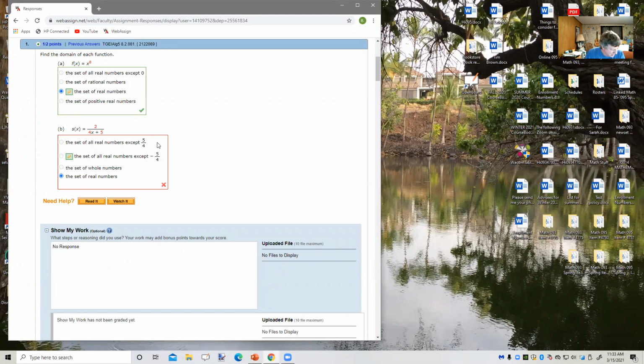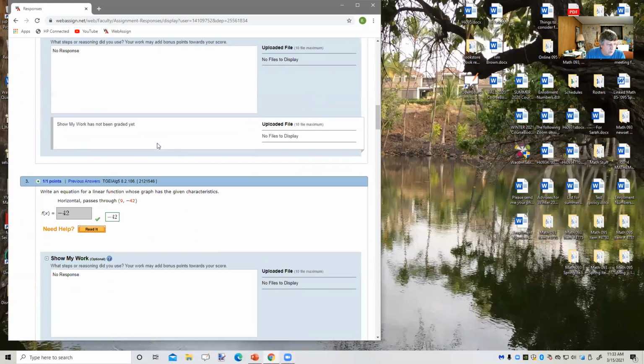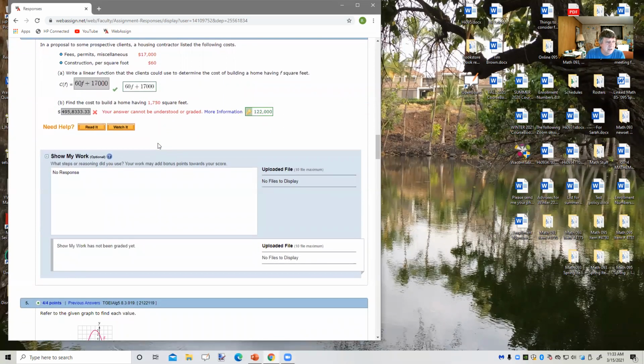All right, let's take a look at problem number 4 on this same test. It says, in a proposal to some prospective clients, a housing contractor listed the following costs. Fees, permits, miscellaneous, $17,000, construction per square foot, $60. Write a linear function that the clients could use to determine the cost of building a home having F square feet. So it's $60 per square foot, so 60 times F plus $17,000.